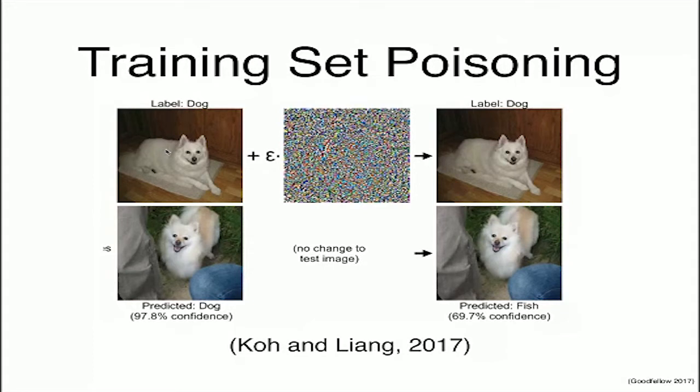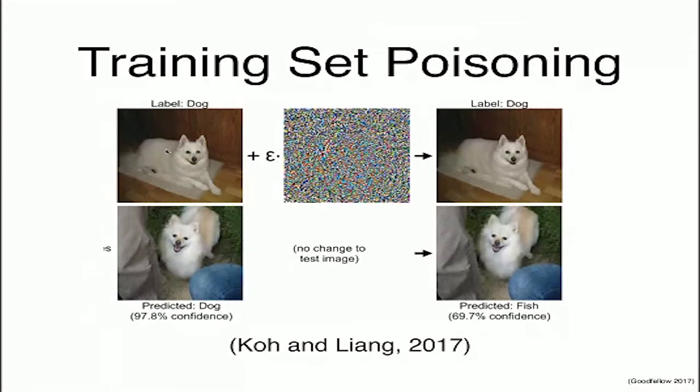Now, if we look at the dog on the lower left, that's a dog in the test set. And we actually don't make any change to this particular image when we present it at test time. If we train using the dog from the upper left in the training set, then we correctly recognize this test set dog as being a dog with 97.8% confidence. But if we use the modified dog in the upper right in the training set, then the machine learning algorithm no longer correctly identifies this dog. It ends up being recognized as a fish with 69.7% confidence.